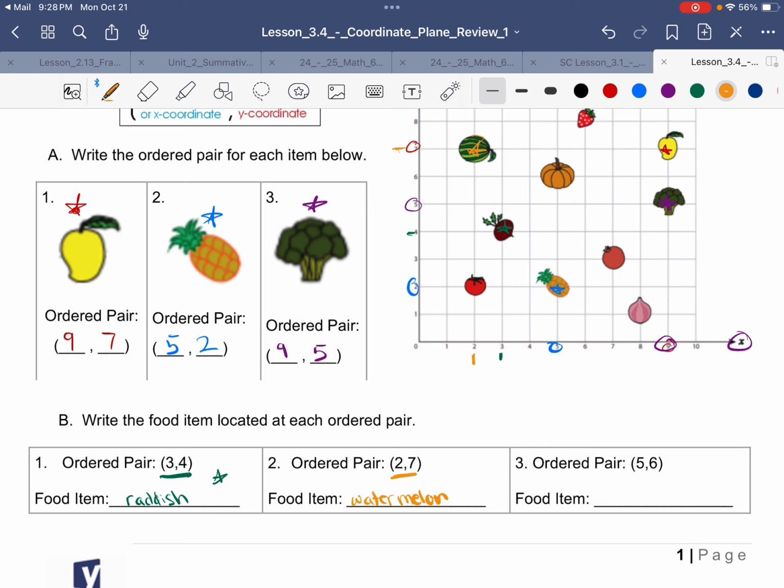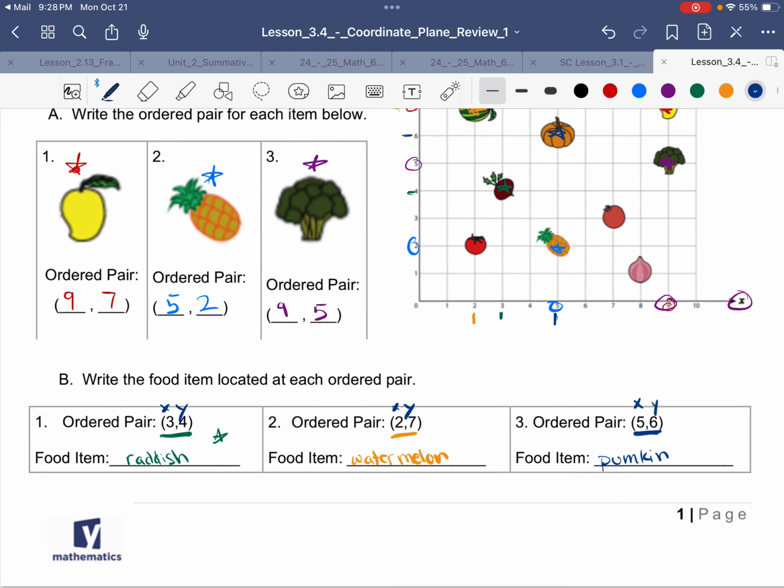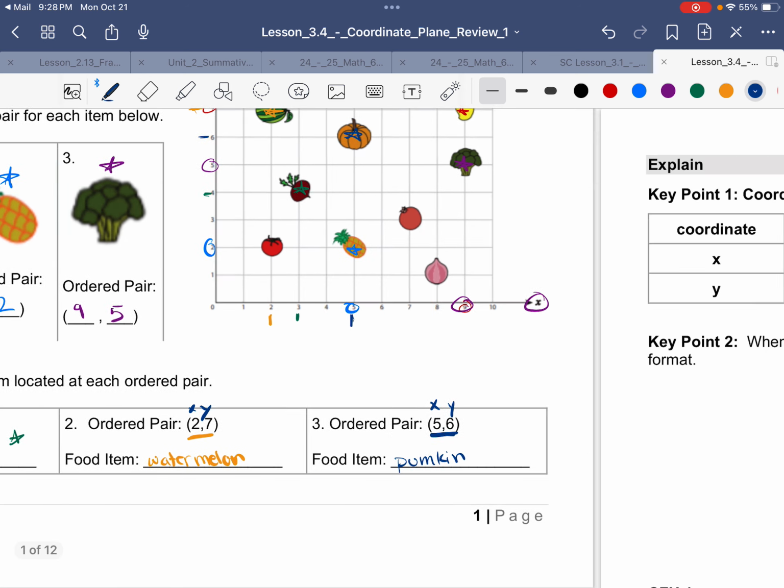And last but not least, we have 5, 6. So you come over to 5, because remember we go x first. And sometimes it may be easier for you to label these x, y, x, y, x, y, so you know which direction you're going. So 5 and then 6. Here's our 5, 6. It's our pumpkin. All right, so that is essentially how you plot points. That's kind of a brief overview, but let's jump in.